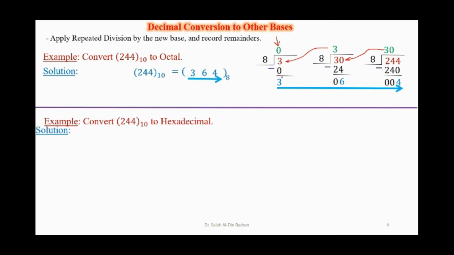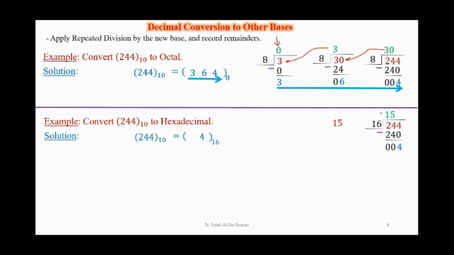The second example is to convert the same decimal number to the hexadecimal system. So we understand now how we divide the number, by which base. The base should be, of course, 16. We start now with our repeated division by 16. 244 divided by 16, the result is 15. This is a quotient. 15 multiplied by 16, the result is 240. Subtract both numbers and you get your first hexadecimal digit.